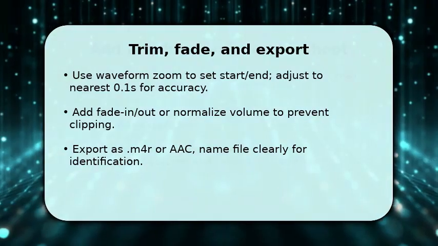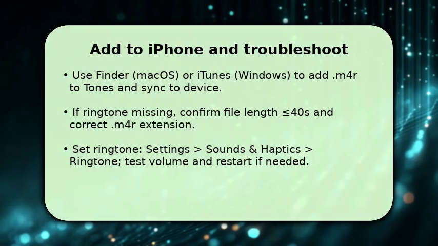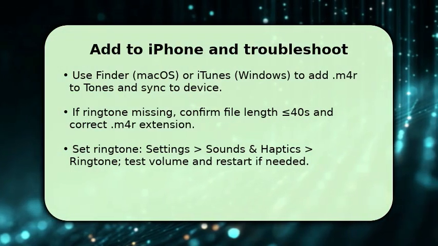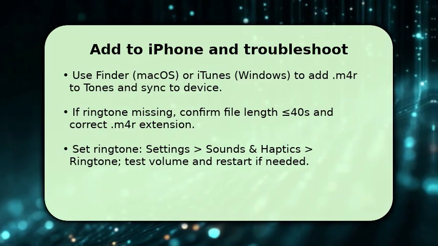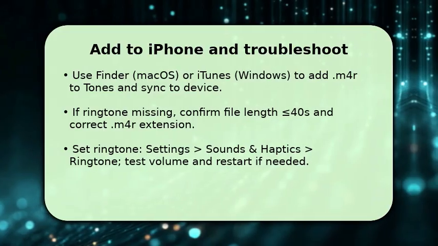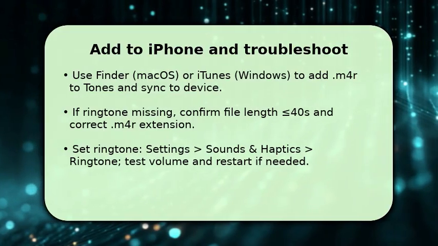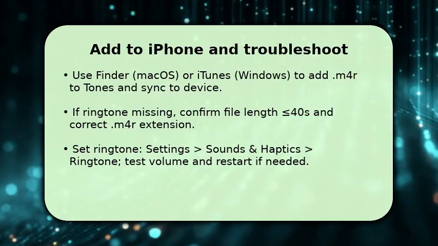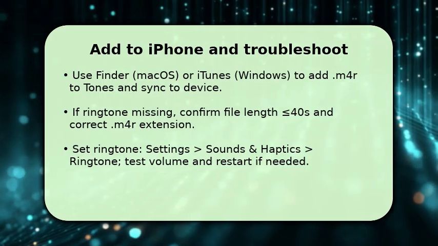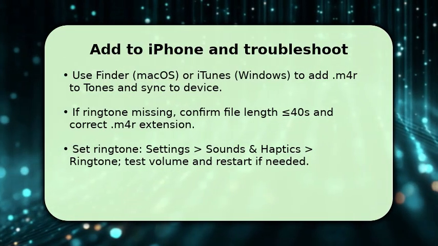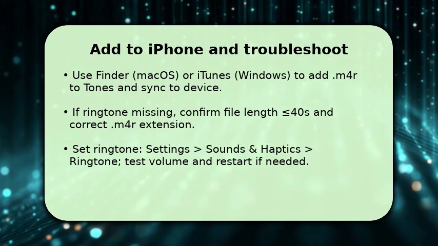Finish by moving the ringtone onto your iPhone. Connect via cable and use Finder or iTunes to import the M4R into tones, then sync. Once synced, open Settings, Sounds and Haptics, Ringtone, and pick your new tone. If it does not appear, make sure the file is under 40 seconds and has the M4R extension, then resync.